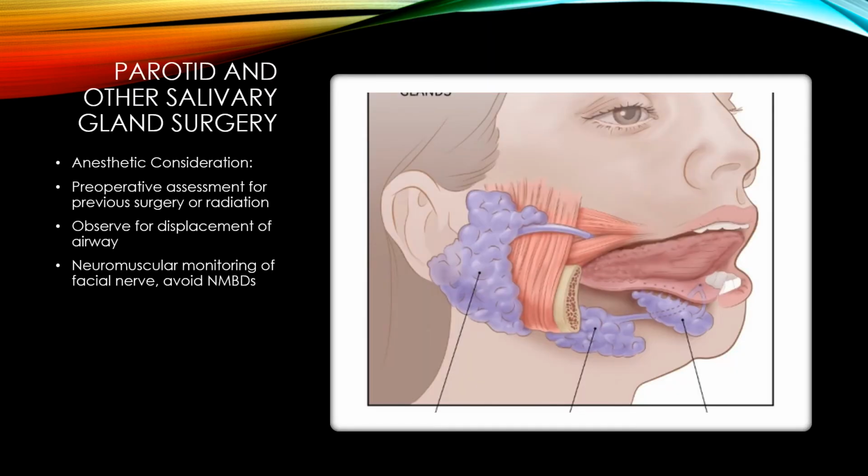Again, parotid and other salivary gland surgery is very similar to other anesthetics. Basically, you need to be concerned of whether they've had some previous radiation or not, and if there's some compromise of the airway, you need to observe for any displacement of the airway, do a good oral airway assessment, and you may need to avoid any neuromuscular blocking drugs.